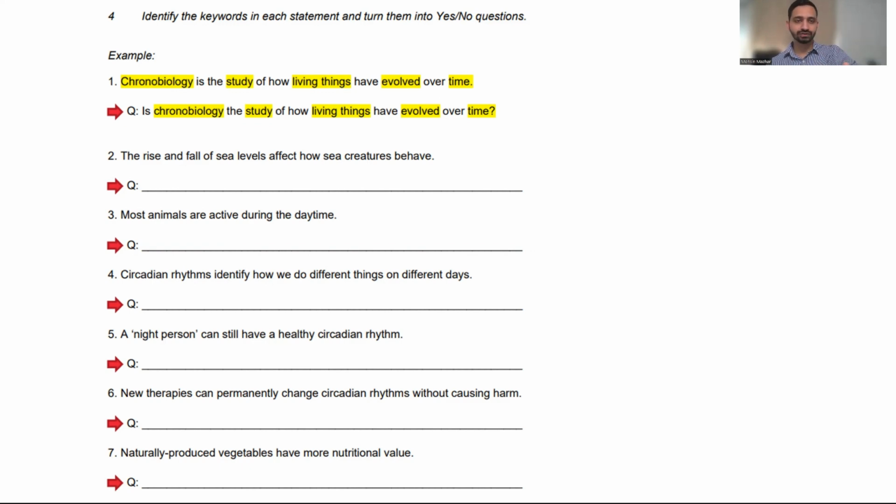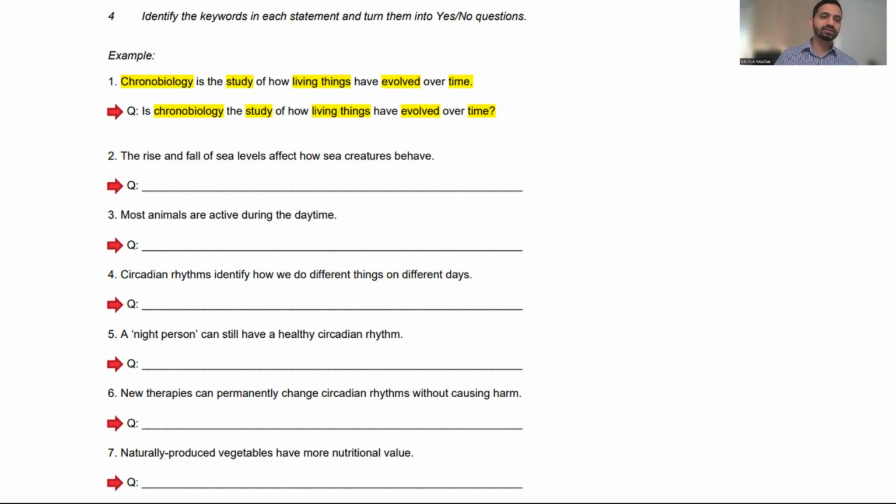into questions. Okay. So the first statement, for example, is: Chronobiology is the study of how living things have evolved over time. The question is: Is chronobiology the study of how living things have evolved over time? So the answer would be yes or no, right? So if it's a question, then it's easier for you to answer. But to answer that, you'll have to read the article, right?